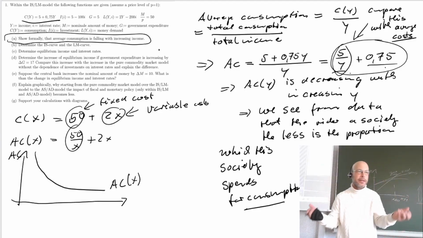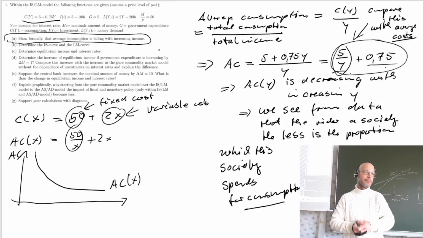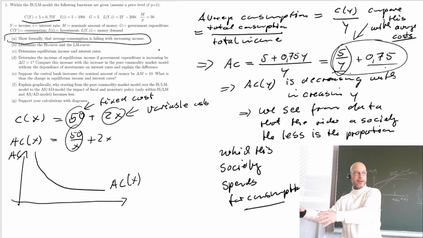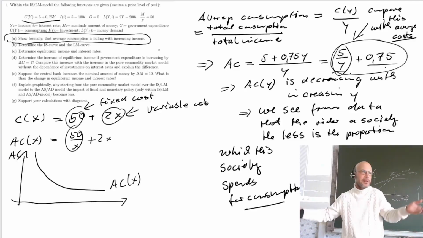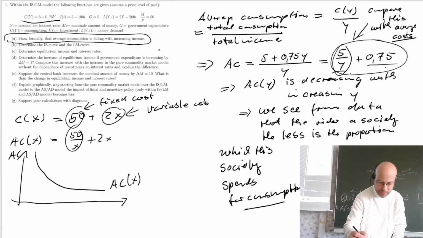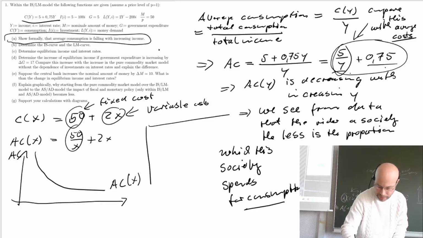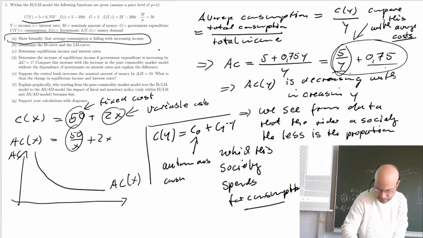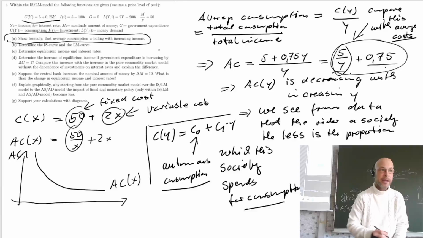If you are a really rich person and you have everything, then the part of your income you spend on consumption will be less. And this we find in data. And this is then the reason why we formalize consumption via this C0 plus Cy times Y. And this is autonomous consumption, not depending on income.